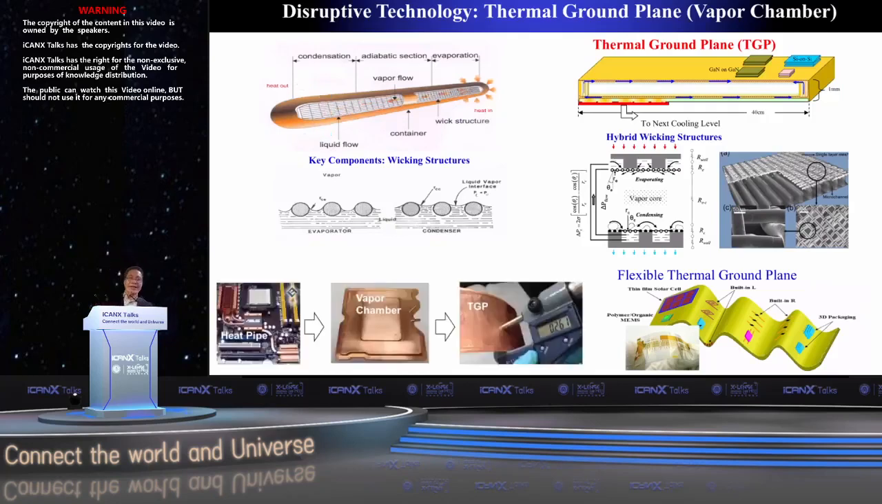So this, on the left bottom part, is the devices we try to make, and the middle one called vapor chamber is common. And then the right one is called TGP, thermal ground plane. The reason we call them a thermal ground plane is because we can uniformize the temperature. So the whole surface temperature looks similar, and it's like a ground plane for electronics. So that's why it's called thermal ground plane. And I'm going to articulate how we make those.